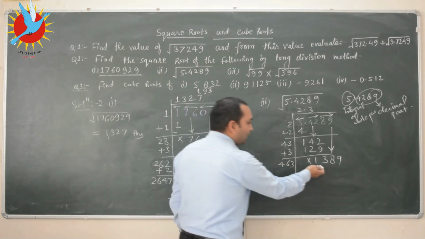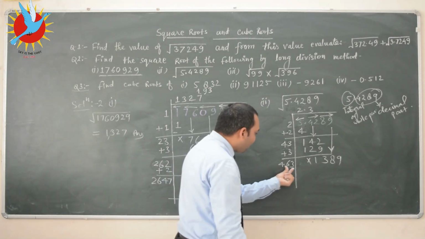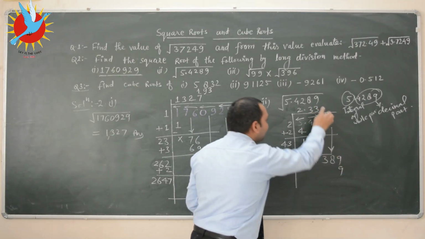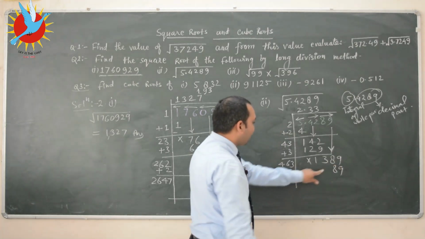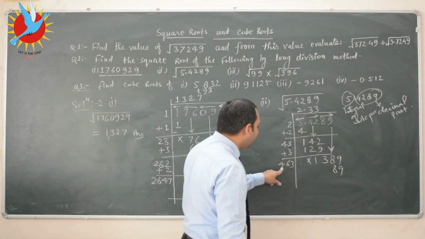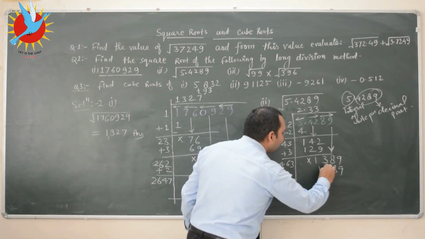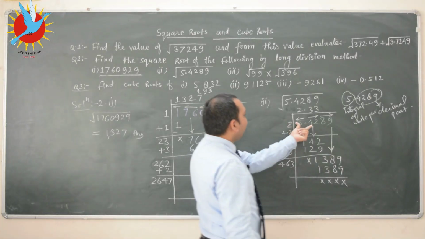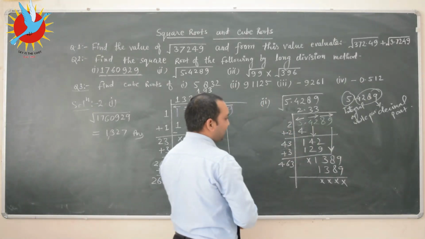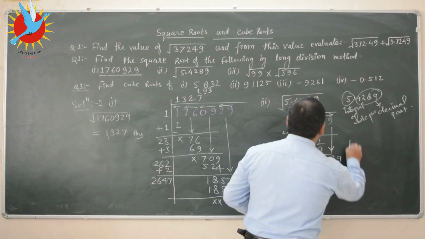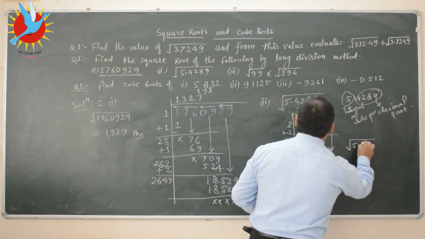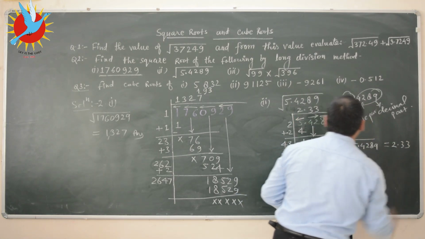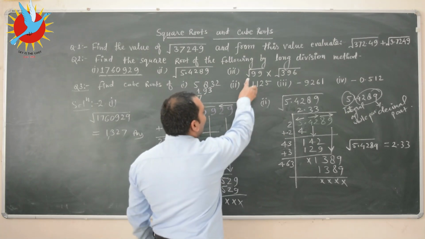So it may be 1389. Let us say 463. 3 3s are 9, 3 6s are 18, carry 1, 3 4s are 12 and 1 carry makes 13. So this is also a perfect square number, whose square root, the square root of 5.4289, is 2.33. Similarly, we can solve this also.